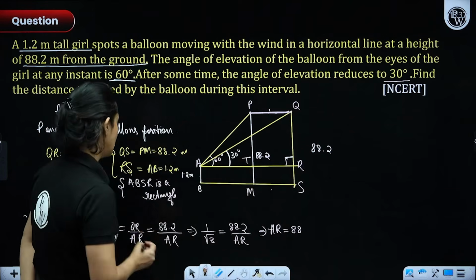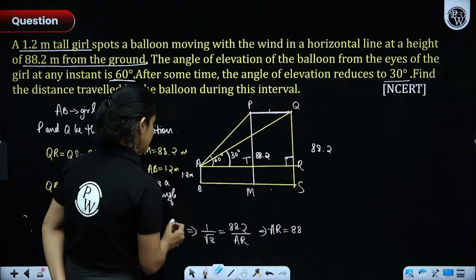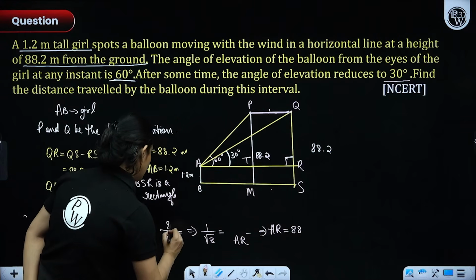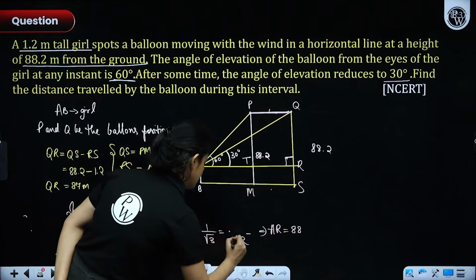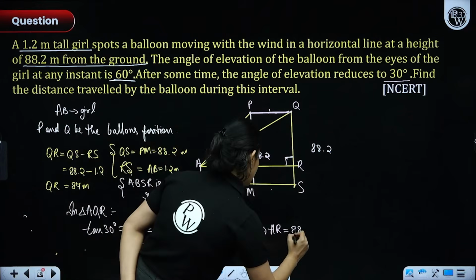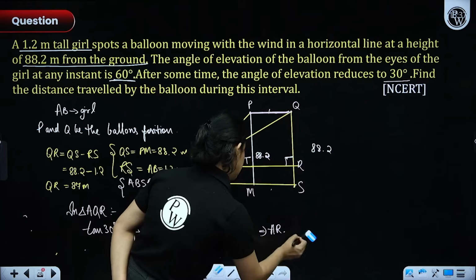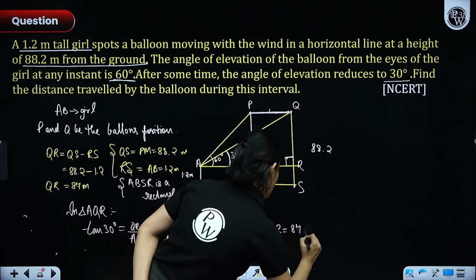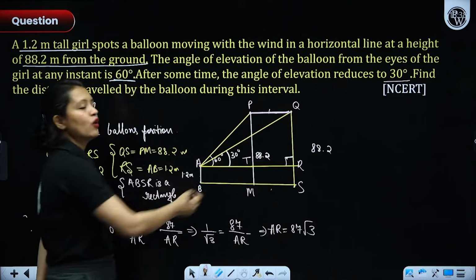Why did I write this? It is 87, everyone. I'm so sorry. I'll just rewrite this. QR is 87, not 88.2. So AR is equal to 87 root 3. Okay, we have figured out the entire AR.